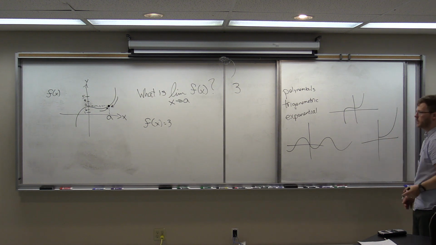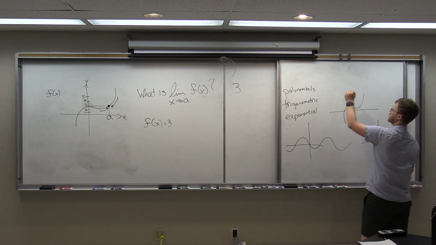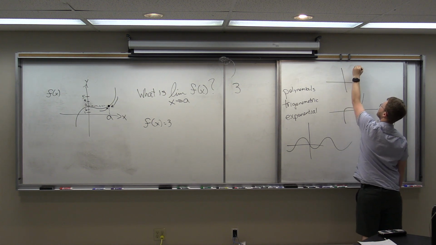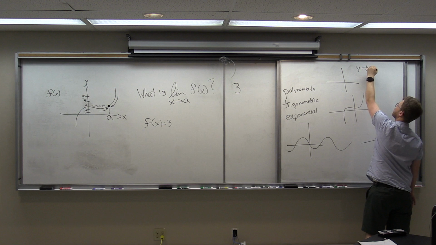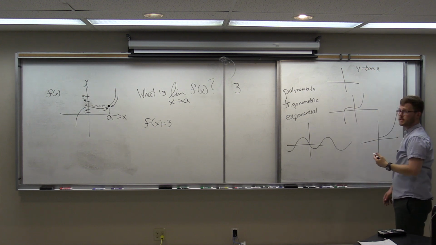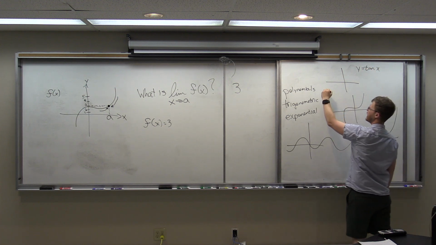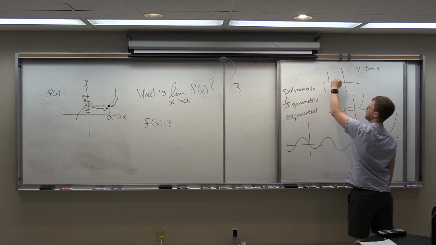But there are some that we look at that aren't. Let's think about tangent again. Y is equal to the tangent of x. Well, we remember that is kind of a funny looking one.